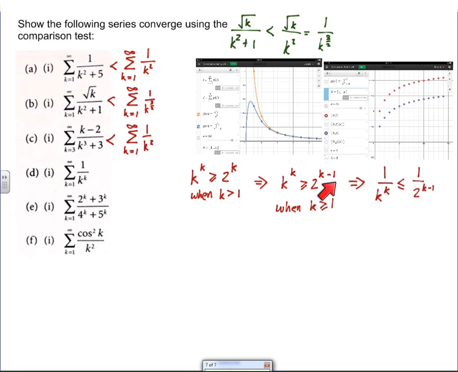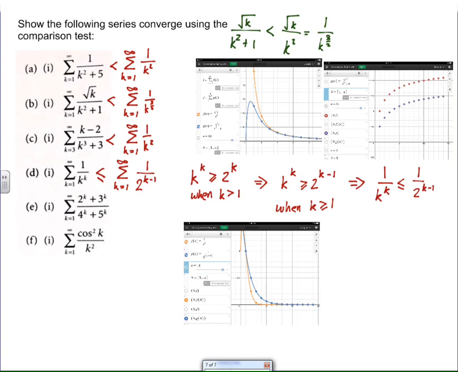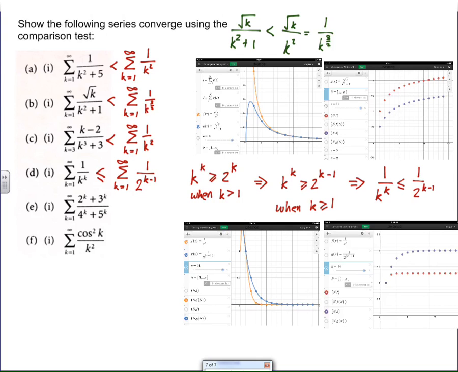If this is true, then we reciprocate and change the inequality, and now we know that 1 over k to the k is always going to be smaller than 1 over 2 to the k minus 1, and that is a geometric decay situation. So first verify that the sequences themselves are in fact one greater than the other, and then verify that the partial sums converge graphically.